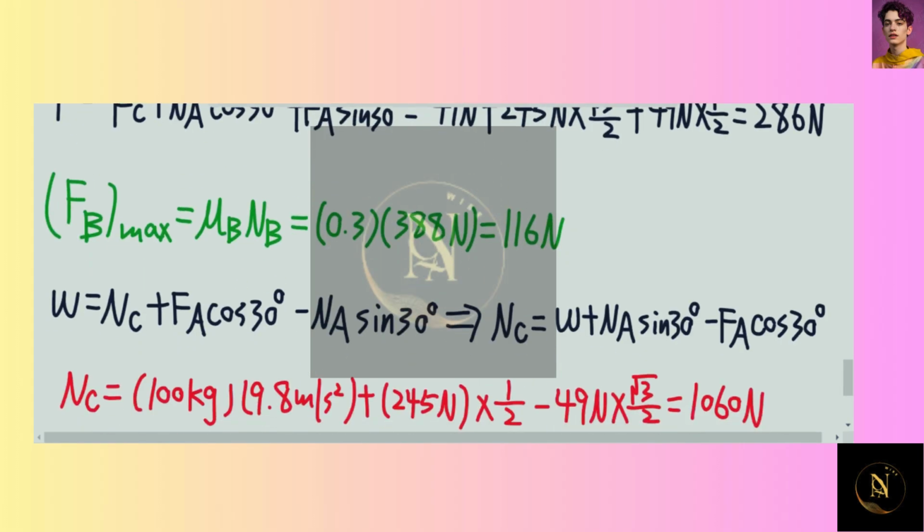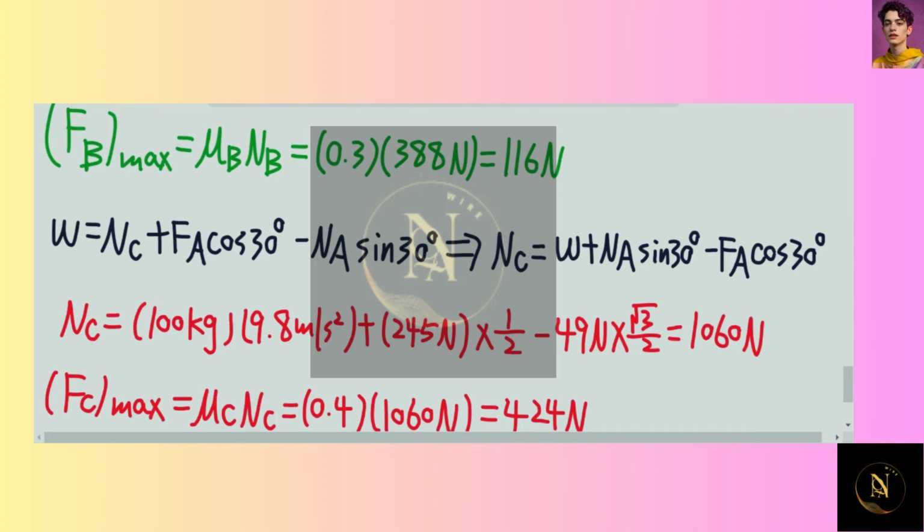From the roller diagram, we know that W is equal to Nc plus Fa cosine 30 degree minus Na sine 30 degree, which will give us Nc equal to W plus Na sine 30 degree minus Fa cosine 30 degree. If we plug in the values, eventually we have the normal force at point C equal to 1060 Newton. Now let's determine the maximum friction at point C, which is equal to mu C times Nc, and this is 0.4 times 1060 Newton, which is equal to 424 Newton.